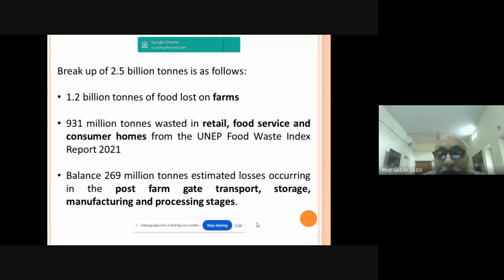In retail. Retailers are wasting it. In food service, catering, restaurants, hotels, they are wasting it. And the consumers, we the people, are also wasting the food. So these three components, the retailer, the food service and the consumer, are wasting it, and it is around 931 million tons. So first we will see some very interesting facts about food waste and food loss.